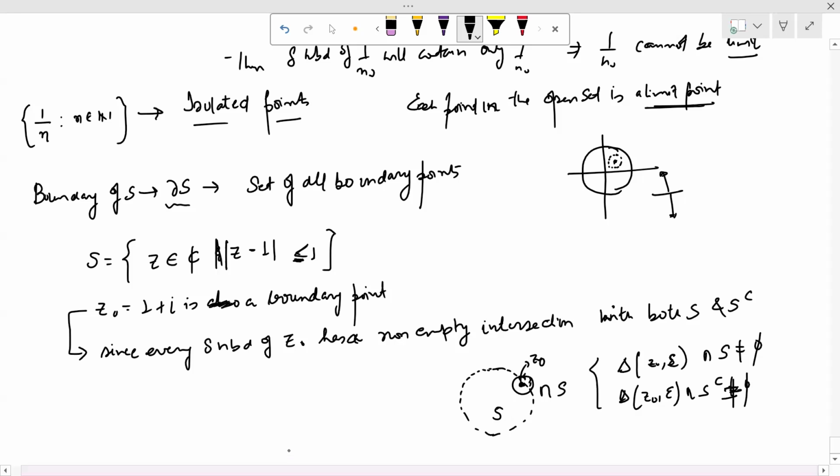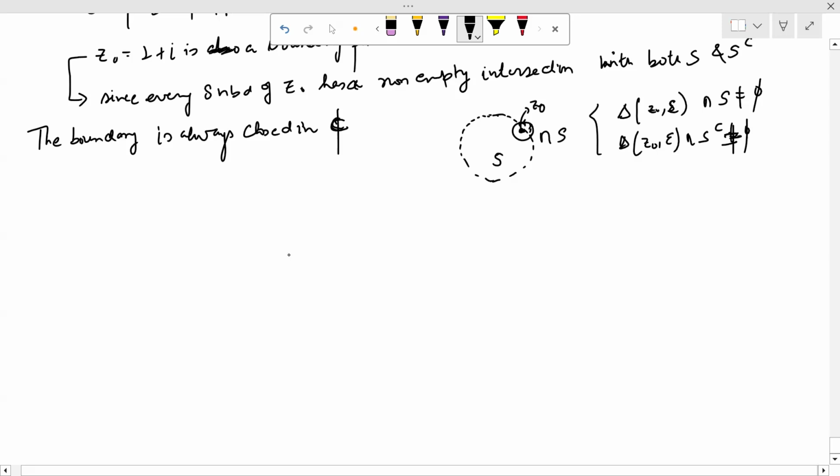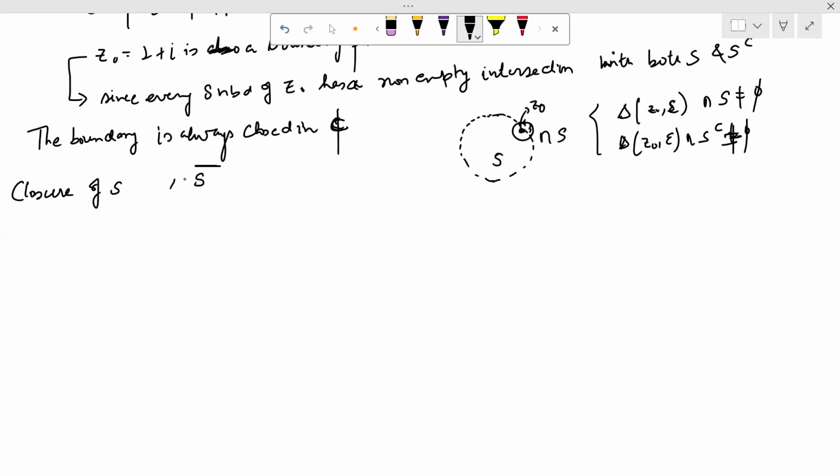Always remember, this boundary is always closed. Okay, so I will write that the boundary is always closed in C. So basically the boundary points are also the limit points in that sense. Okay, so boundary is always closed in C, and there is something called the closure of a set. So what is closure of S? The closure of set S is generally denoted as S bar.